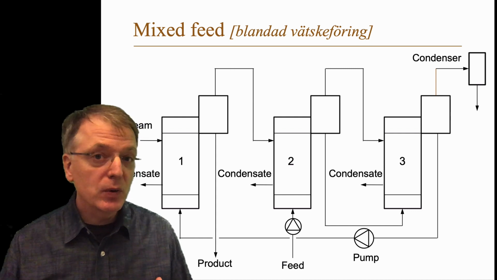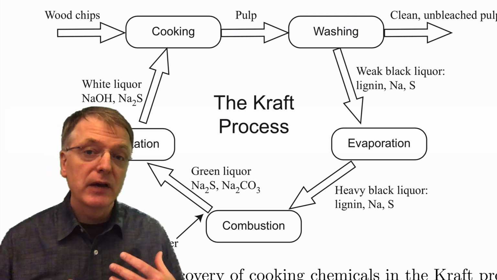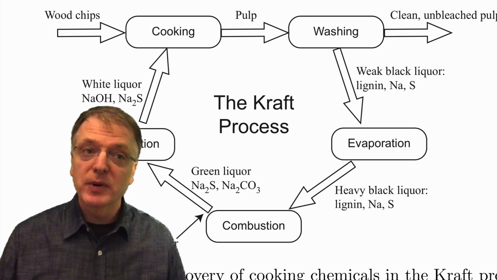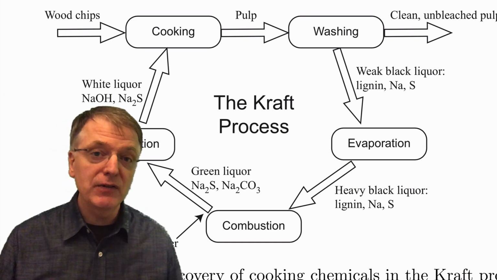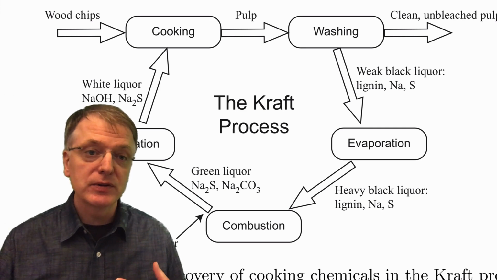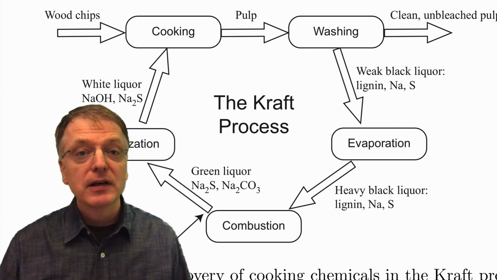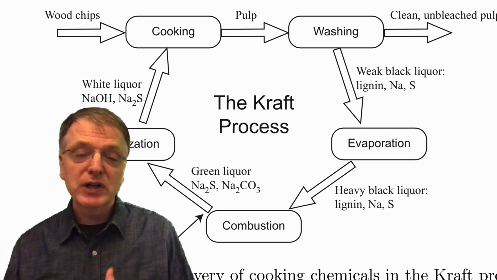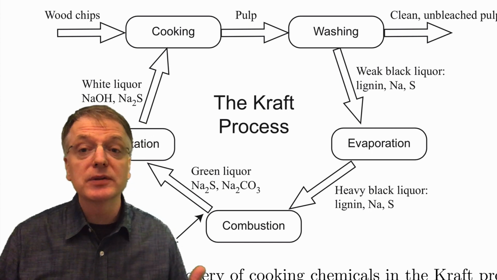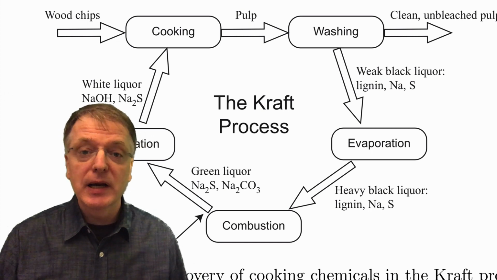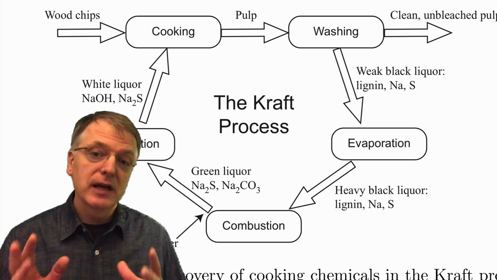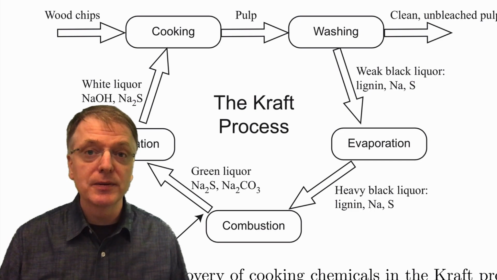So what kind of process will you be simulating? Well, you're going to be simulating evaporation of black liquor. So what's black liquor? Well, if you want to make pulp out of wood chips, a very common process is the Kraft process. So you take cooking chemicals, sodium hydroxide and sodium sulfide, and you cook wood chips, and from that you get pulp. And you wash out the chemicals because you want to reuse them, and you get a weak black liquor, and that we evaporate to a heavy black liquor. So it's this evaporation step that you are going to model.